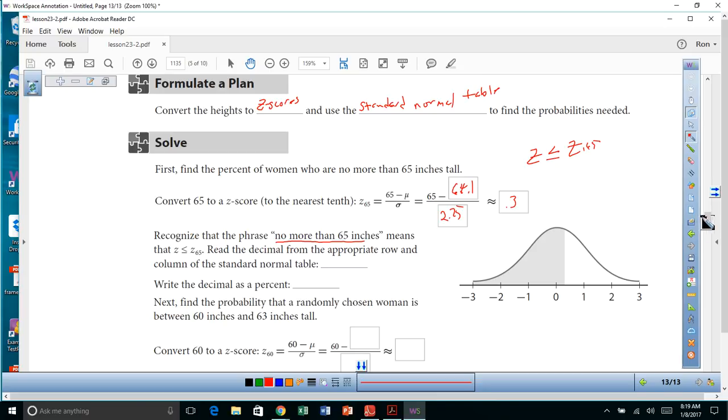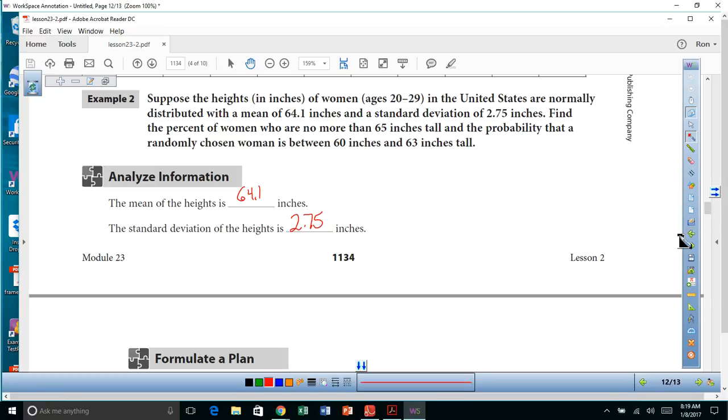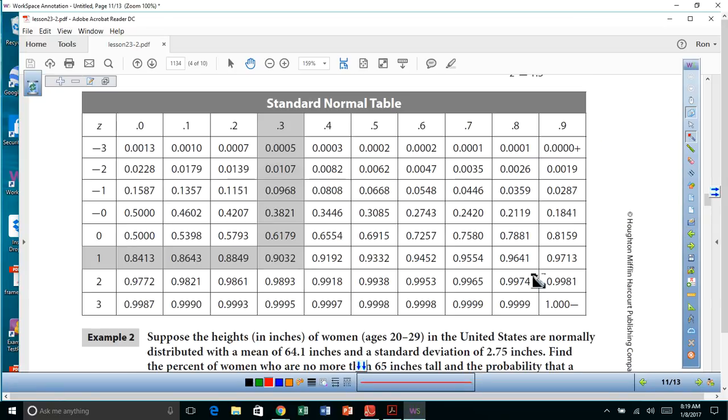All right. Read the decimal from the appropriate row and column of the standard normal table. Okay, so let's go back to our standard normal table. We're looking for 0.3, and that's right here, right there. 0.6179.